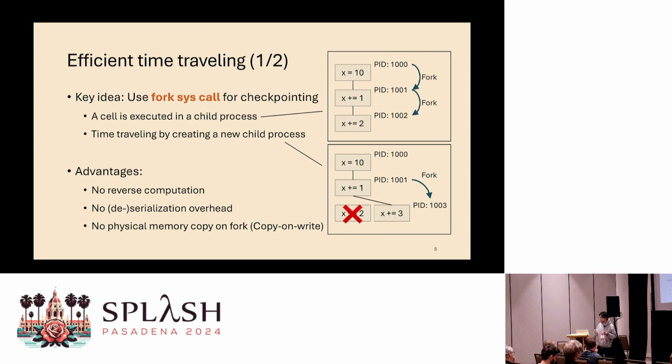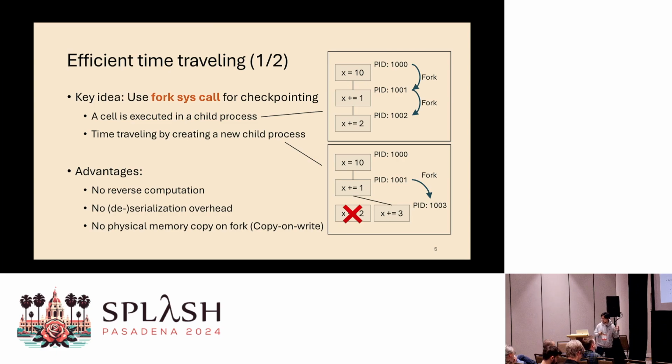So Multiverse Notebook uses a different process to execute each cell. And time traveling in Multiverse Notebook is realized just by creating a new child process from the parent process. This is how Multiverse Notebook rewinds the kernel state.